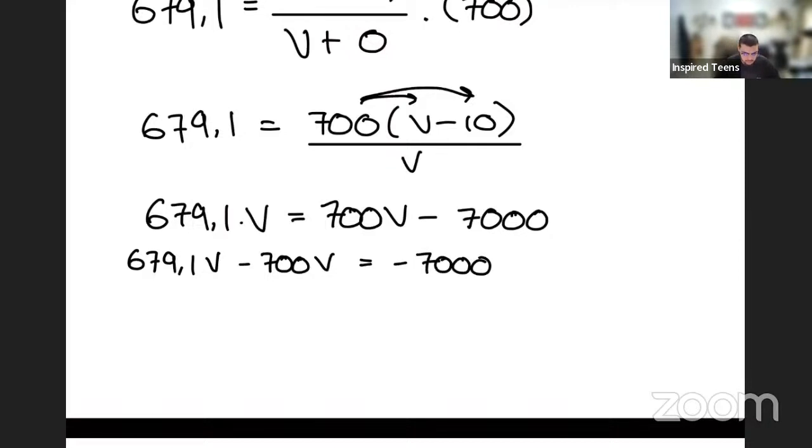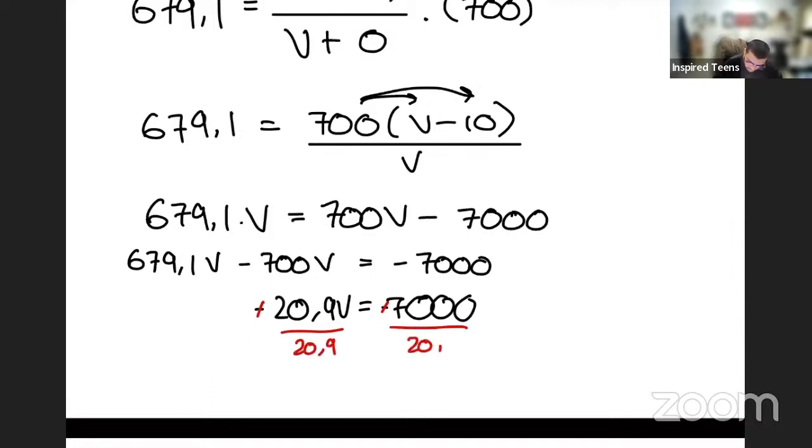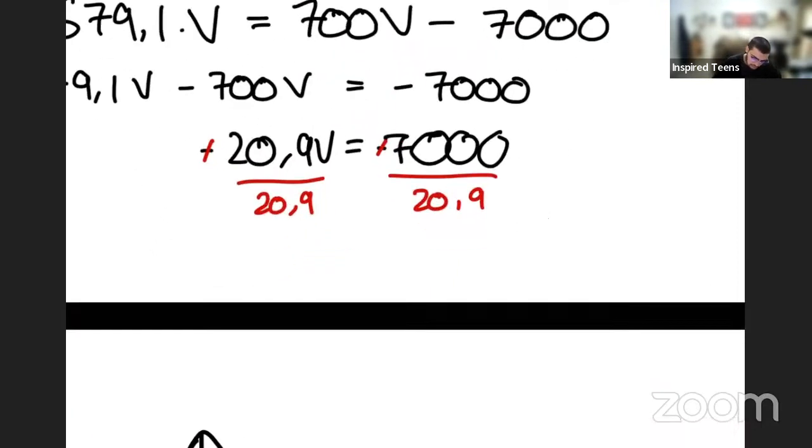679.1 minus 700. Negative 20.9 V is equal to negative 7,000. Negatives cancel. Divide both sides by 20.9. Okay, and I get an answer of V equals 334.93 meters per second. If you use the other one, you might get a slightly different answer, but it's fine.